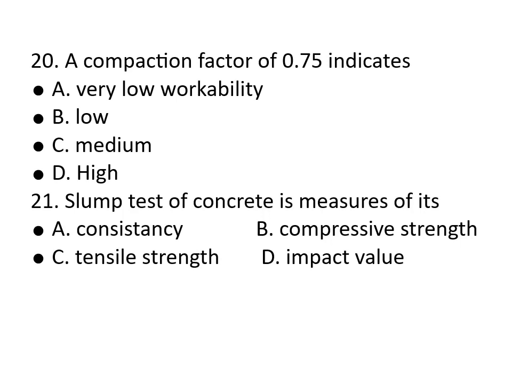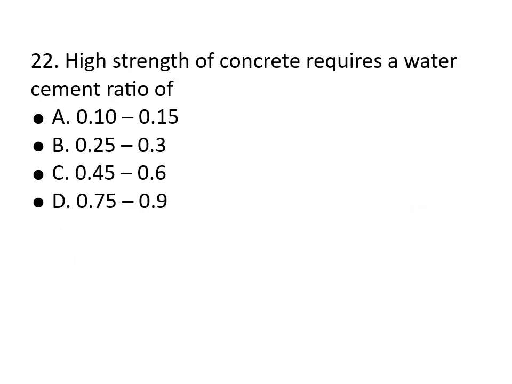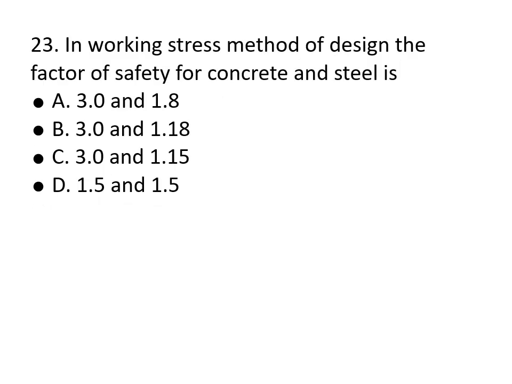In 21st question, slump test of concrete is a measure of its consistency, that is option A is the answer. In 22nd question, high strength of concrete requires a water cement ratio of option B is the answer, 0.25 to 0.3. In 23rd question, the working stress method of design, the factor of safety for concrete and steel is option A is the answer, factor of safety for concrete is 3 and steel is 0.8.